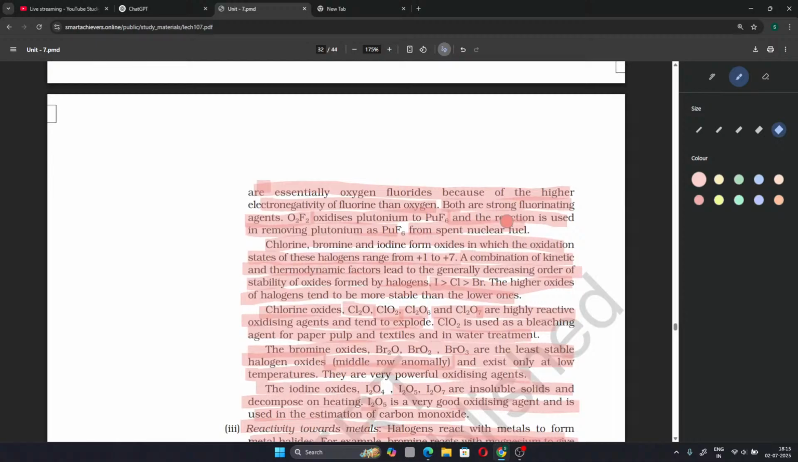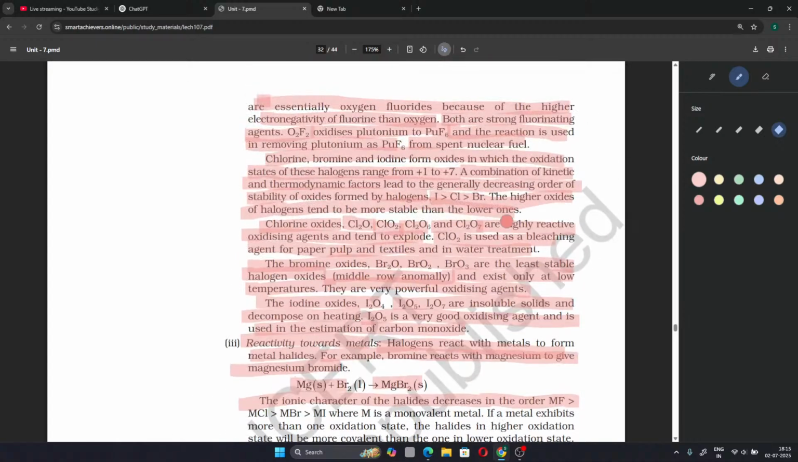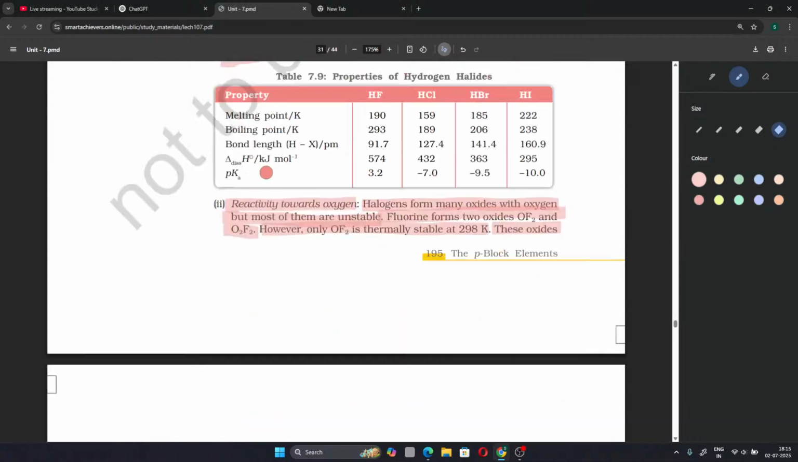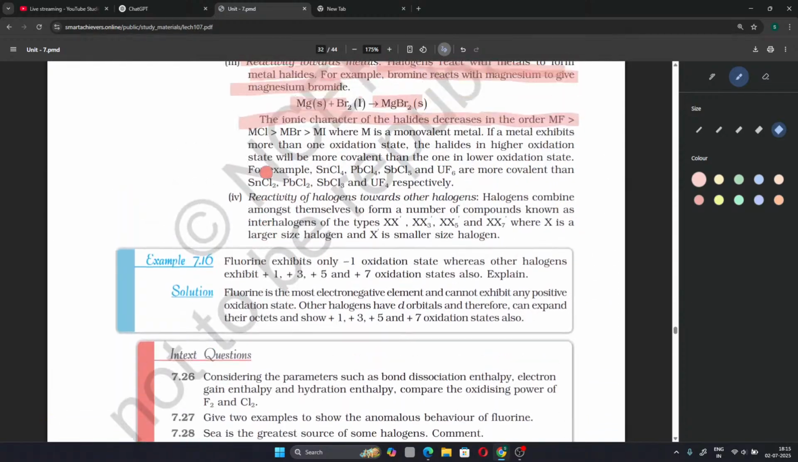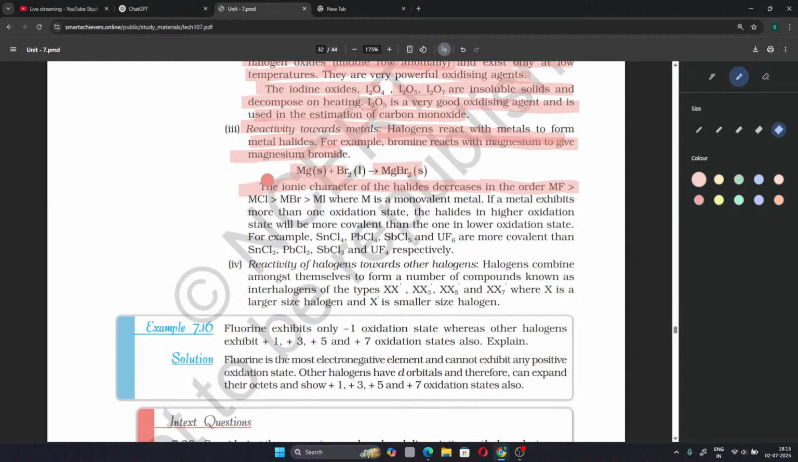I think we stopped somewhere in the reactivity with oxygen column, so I will continue from reactivity towards metals. Halogens react with metals to form metal halides. For example, bromine reacts with magnesium to give magnesium bromide. Magnesium plus bromine gives magnesium bromide.